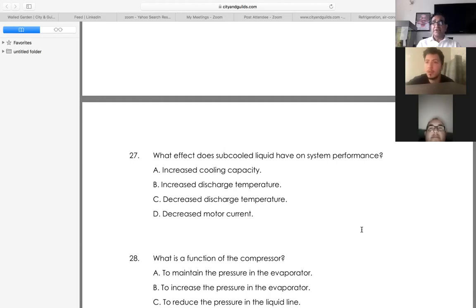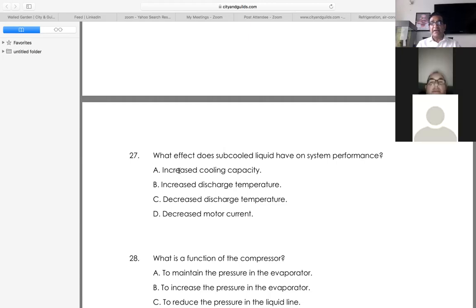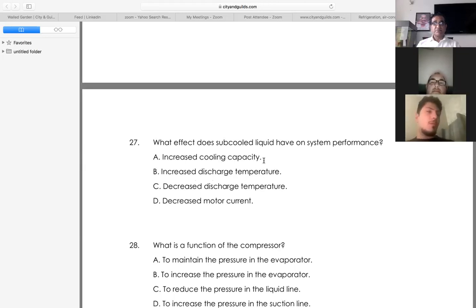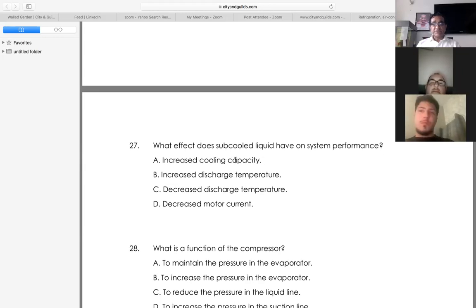Okay, the correct answer is actually A, increased cooling capacity. It's actually increased cooling capacity. And what I'm going to try and do, if I can, is see if I can actually show you that. So that's the correct answer, first of all.